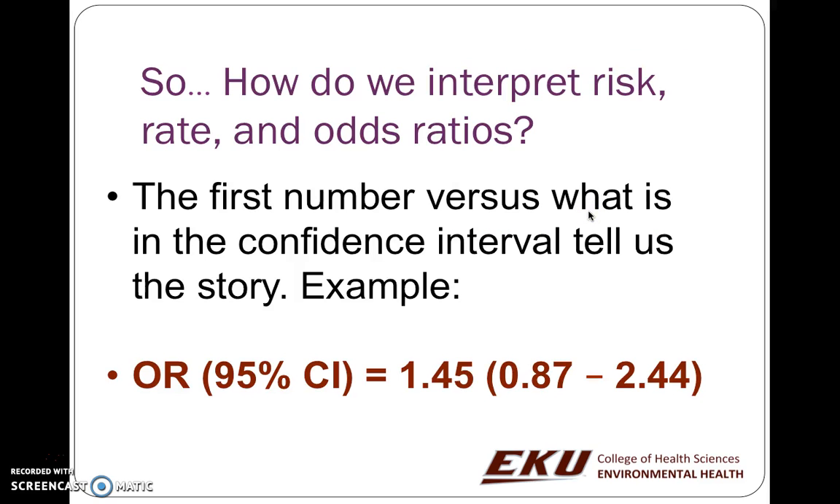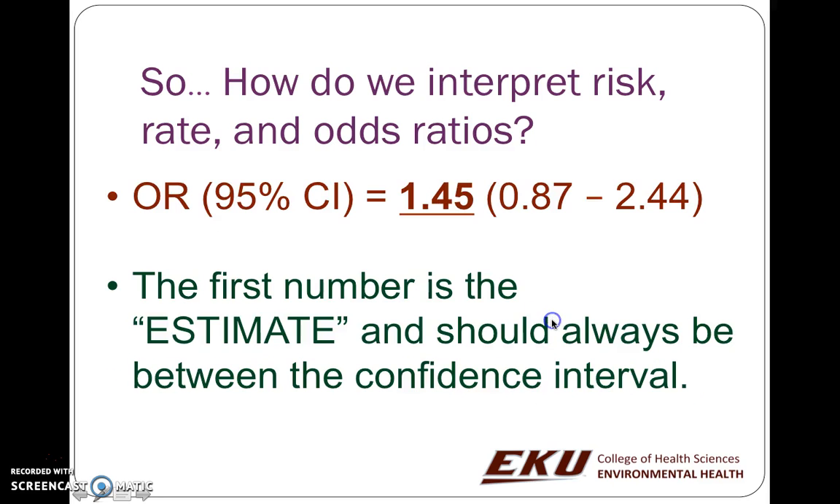So our focus here is, how do we interpret what odds ratios are telling us? Are things harmful, protective, not significant? And the first number versus this confidence interval, all these things together tell us the whole story. If we just have one of those numbers, we don't have the whole story. So we want to have the whole story, and the whole story here is, for the most part, contained in this 95% confidence interval.